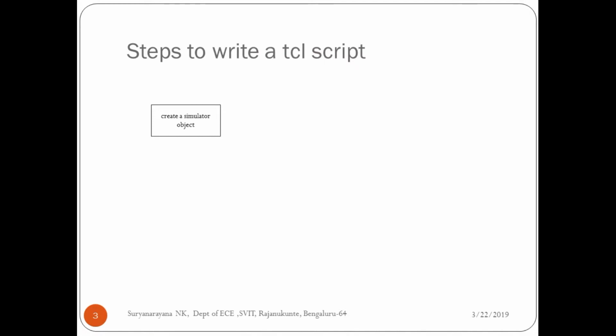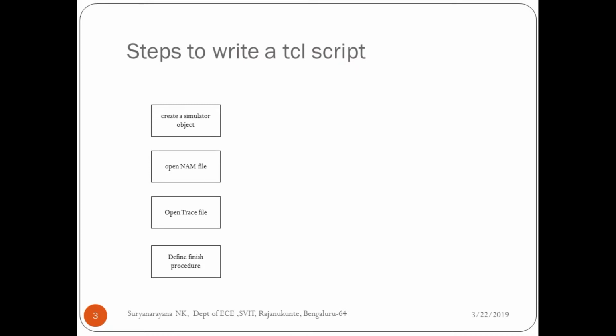There are 4 stages. In the first stage, we are going to create object for simulator. We are going to create NAM file and trace file. NAM file is for animation and trace file is for analyzing the network. We need to define the procedure at the beginning or at the end of the TCL script.